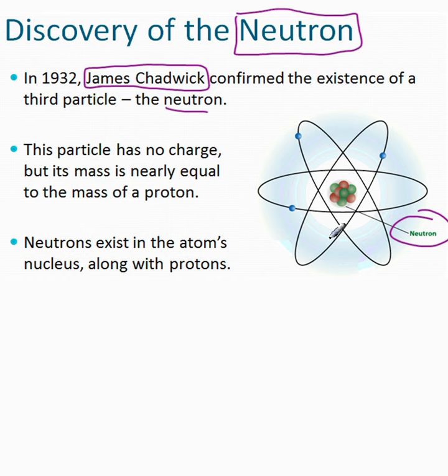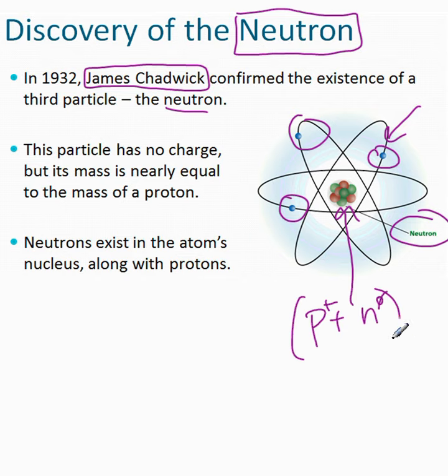You have the electrons, which exist outside in the electron cloud with basically no mass. You have the nucleus, which contains protons and neutrons, which makes up the mass of an atom, or what we call the mass number, which we'll get into in the second part.